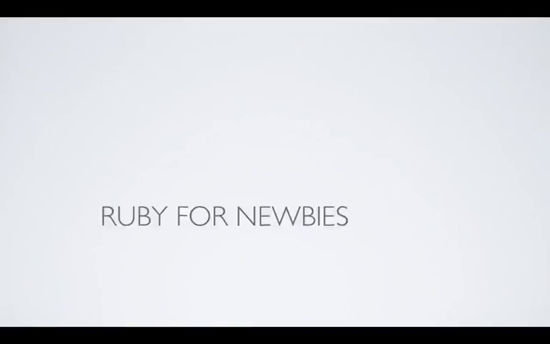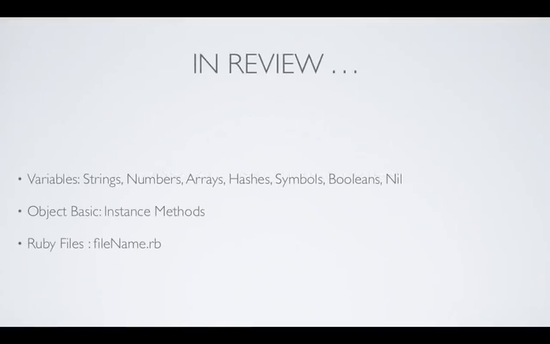Well, that's all we have today for Ruby for Newbies Chapter 2. In review, we've looked at variables, strings, numbers, arrays, hashes, symbols, booleans, and the nil value to be exact. We've looked at the object basics, we've looked at instance methods, we've also looked at singleton methods, and we talked very briefly about inheriting a class, although we didn't show that. And finally, we've shown how to put Ruby in a file of its own, and how it's a bit different from running IRB. Remember, the file extension is .rb.